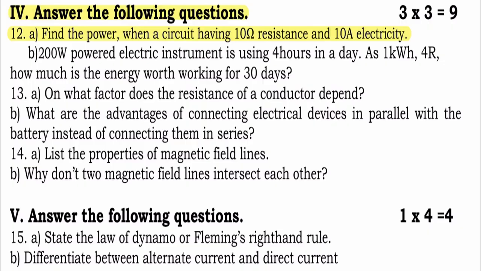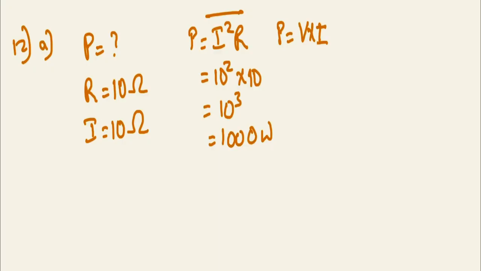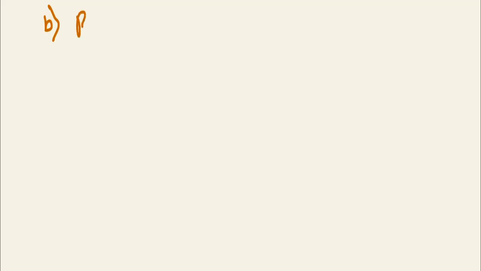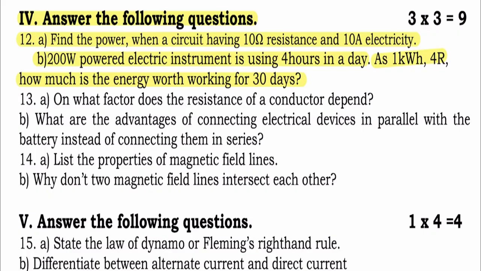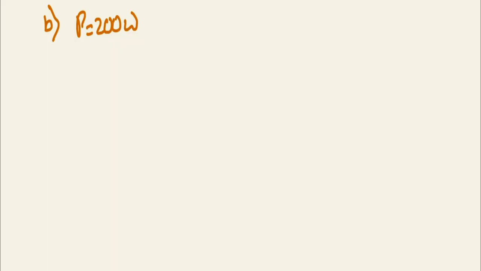Next question B. 200 watt powered electric instrument is using 4 hours in a day. As 1 kilowatt hour 4 hour, how much is the energy worth working for 30 days? They are asking how much is the energy worth working for 30 days. First we need to calculate the energy worth for 1 day. Then given is P is equals to 200 watt. Then T is equals to 4.